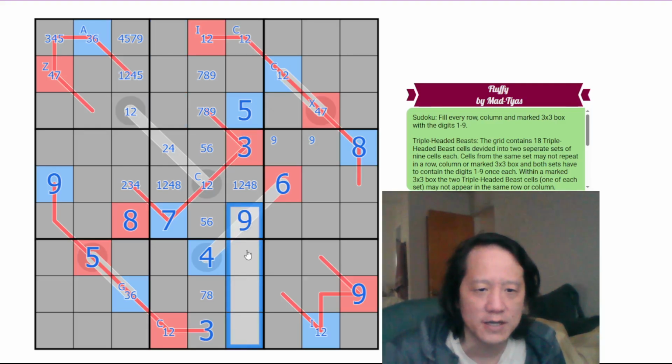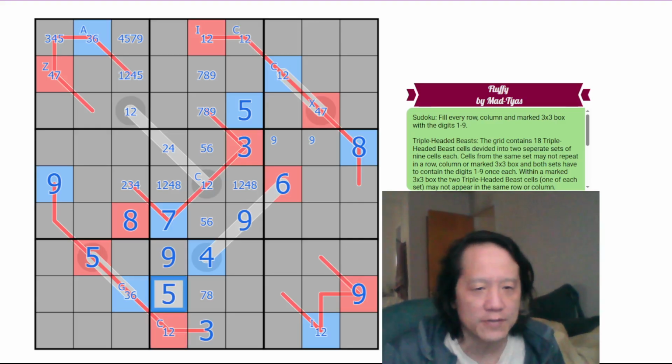9 in box 8 cannot be here, it must be here. Where is 5 in box 8? 5 can't be here because of the 5, 6 pair, can't be here, so this must be 5. And that's how we show.